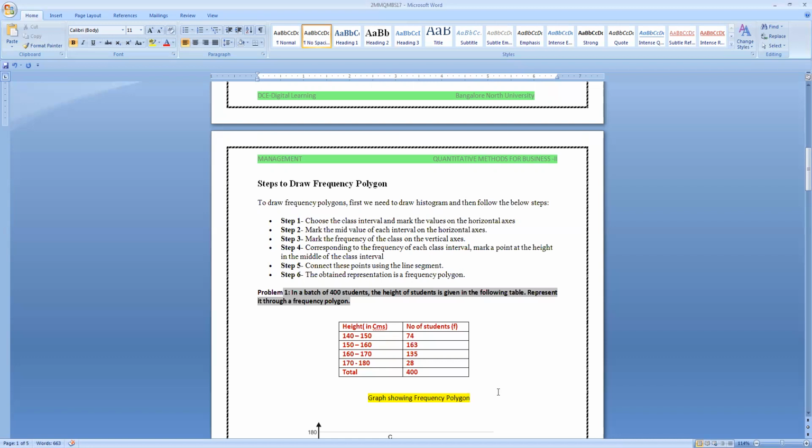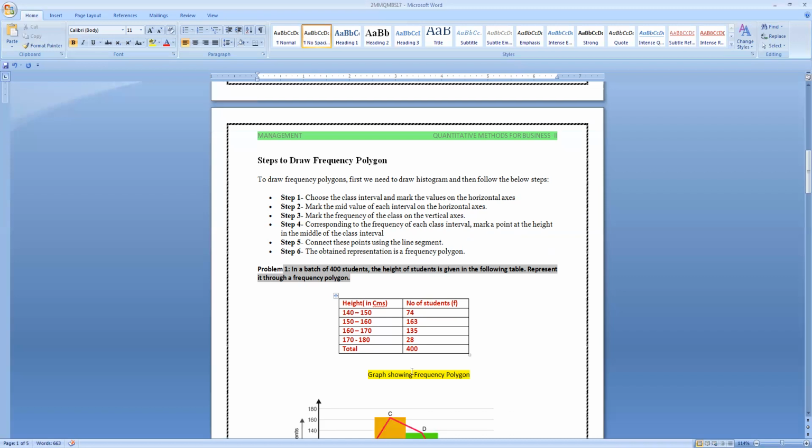Let us see one problem on how we can draw the frequency polygon. In a batch of 400 students, the height of students is given in the following table, to be represented through a frequency polygon. In one column they have shown the heights in centimeters, and in another column the number of students, that is the frequency. The height is given in the form of class intervals. It starts from 140 to 150, 150 to 160, 160 to 170 and 170 to 180. The number of students are 74, 163, 135 and 28. The total number of students is 400.